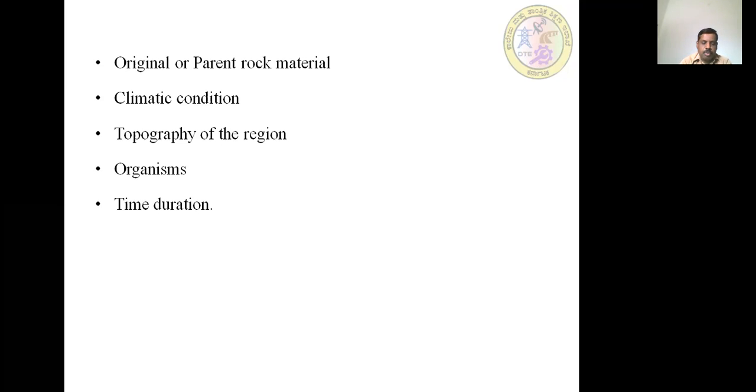So next one is time duration. Soil formation is also dependent on the time factor. It has been estimated that formation of soil a few centimeters thick requires thousands of years. Formation of soil to 1 centimeter thickness in situ can take about 600 to 1000 years depending on the nature of the parent rock material.